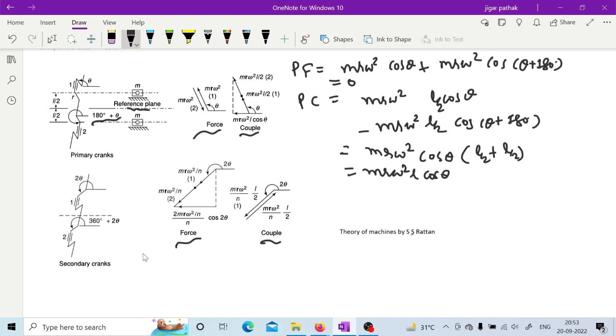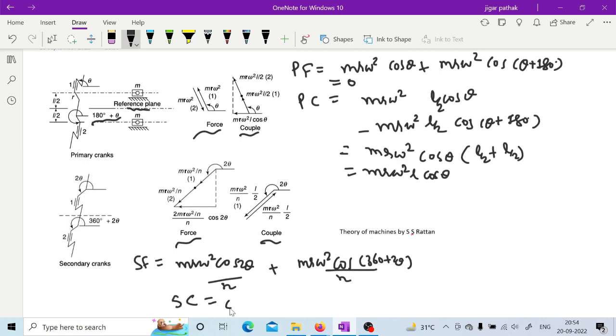Now for secondary force, it is mr omega square cos 2 theta by n, if I simply write. Then for here it is again mr omega square cos 360 plus 2 theta by n. So it will be added because both will be in the same direction, as you can see. But for couple, as it is in the same direction, it will be subtracted. So for secondary couple you will get 0 in case of this inline two cylinder engine.